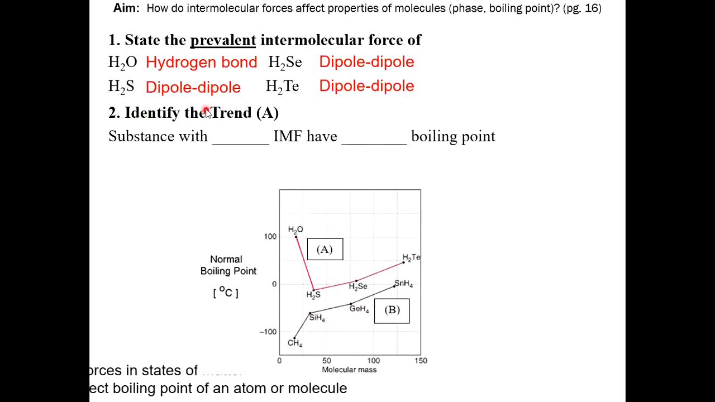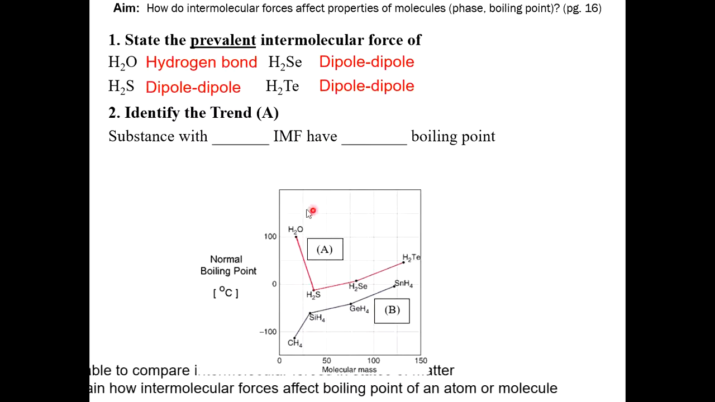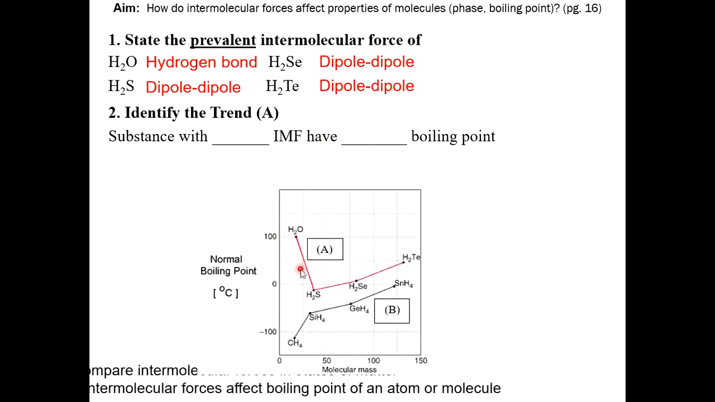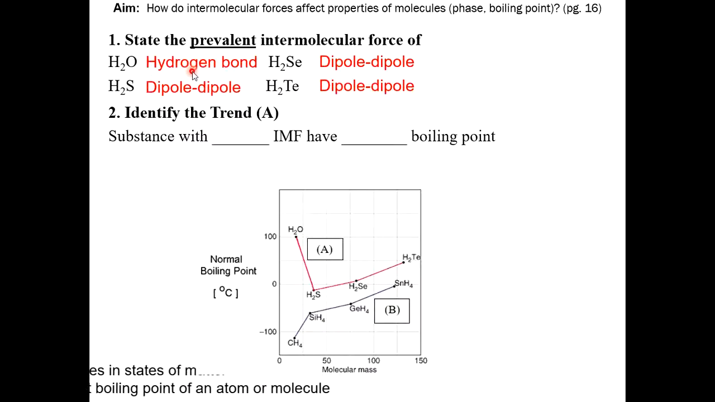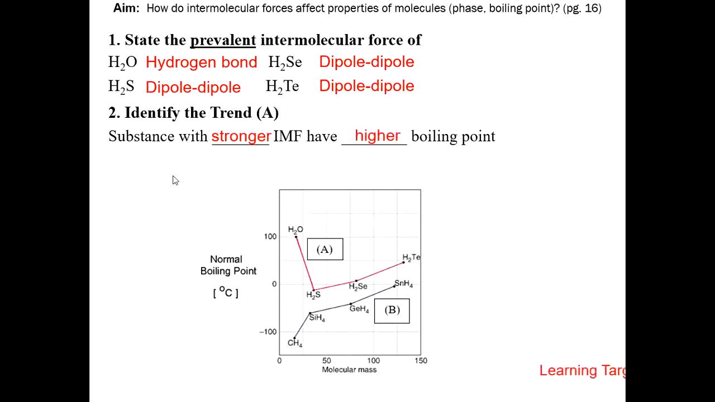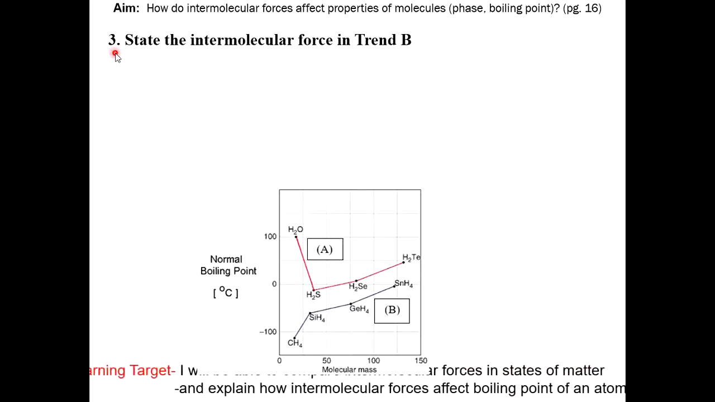Question 2. Identify trend A. Substances with blank intermolecular forces have blank boiling point. Notice that water has a higher boiling point than the other three substances. If you look at the intermolecular forces, water has a stronger intermolecular force. It has hydrogen bonding. We know hydrogen bonding is stronger than dipole-dipole. So substances with a stronger intermolecular force have a higher boiling point. That's the relationship.